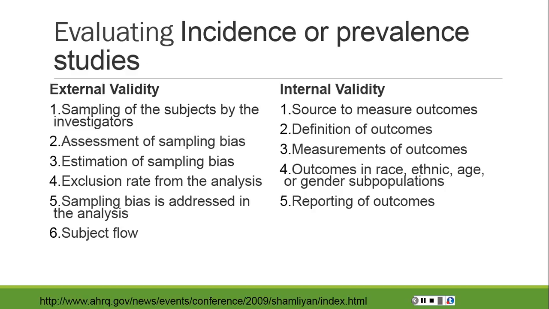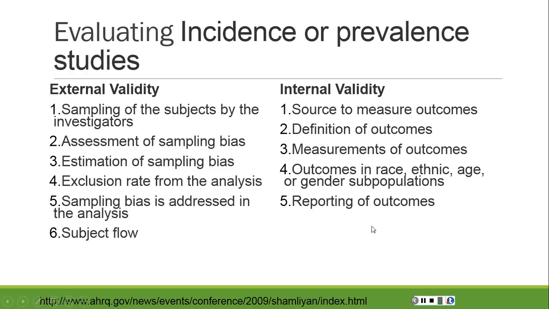So when reading and evaluating some of these observational studies, I wanted to go through a few things related to internal and external validity. When you look at incidence or prevalence studies, external validity can be evaluated by looking at the sampling of subjects by the investigators, how sampling bias may be assessed, estimating sampling bias, looking at the exclusion rate from this study, looking to see whether or not they considered sampling bias in their analysis and flow of subjects. What happened to subjects? Did all subjects complete the study? Did some get excluded, and if so, why?